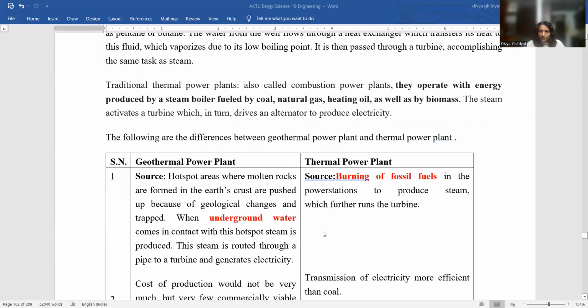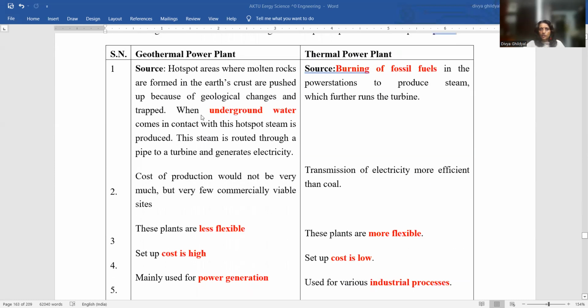Now, the difference between the two is that geothermal is utilizing the energy of the earth, the natural one. But my thermal power plant is utilizing the burning of fossil fuels. So hotspot areas where molten rocks are formed in the earth's crust or the underground water with hot spot steam is used in geothermal to generate electricity. In thermal power, fossil fuels are burnt.